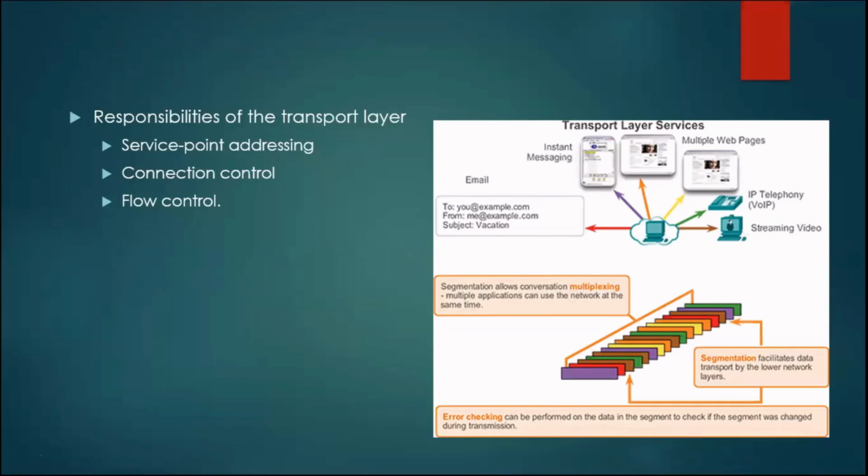As I said, it does segmentation. The transport layer works on the basis of segmenting. Segmenting allows the traffic or packets from each of these devices, instant messaging, multiple web pages, IP telephony, streaming media, to be differentiated in segments. It will divide your data into different segments, and each segment gets allotted on a bandwidth. Like, okay, this segment will go now, this segment will go now.